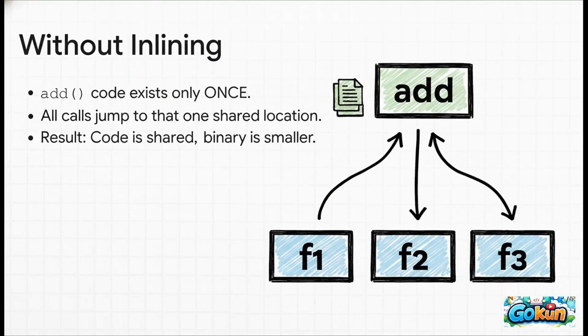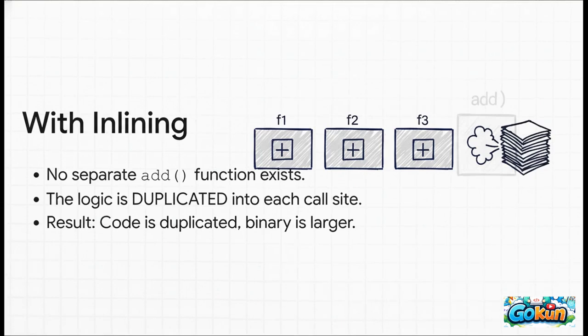Okay, first let's see what happens without inlining. The machine code for our little add function exists in exactly one place in the final program. Every time F1, F2, or F3 needs to use it, they all just jump to that single shared location. It's incredibly efficient in terms of space, right? One copy serves everyone. Now, let's see what happens with inlining.